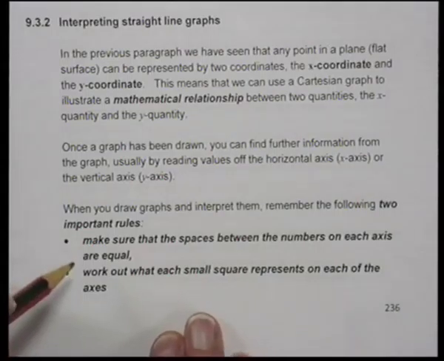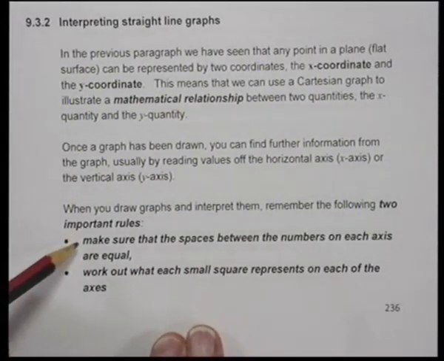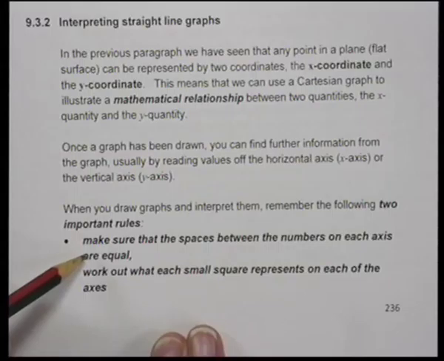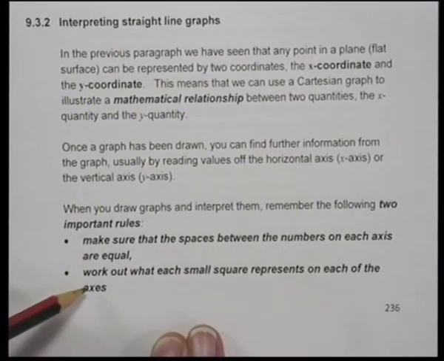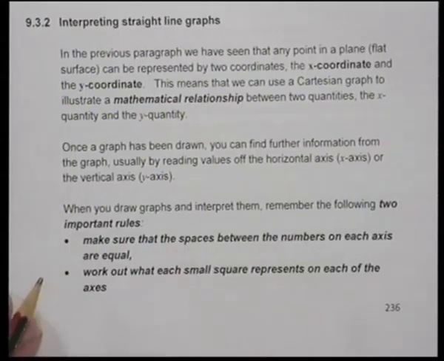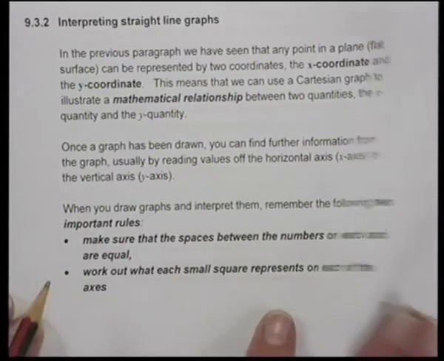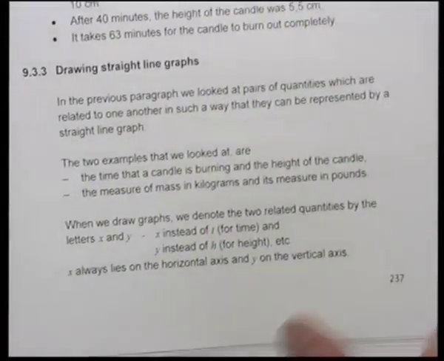When you draw the graphs and interpret them, remember the following 2 important rules. Make sure that the spaces between the numbers on each axis are equal. And work out what each small square represents on each of the axes. What is each small square?